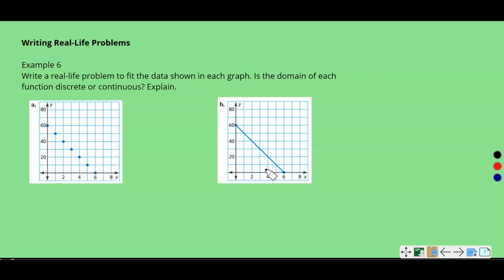Because you can bike part of an hour, then this shows that the domain is continuous. So you can bike 1.5 hours or 1 3/4 hours or whatever. But if they bike at a continuous rate of 10 miles per hour, then this could represent that scenario.